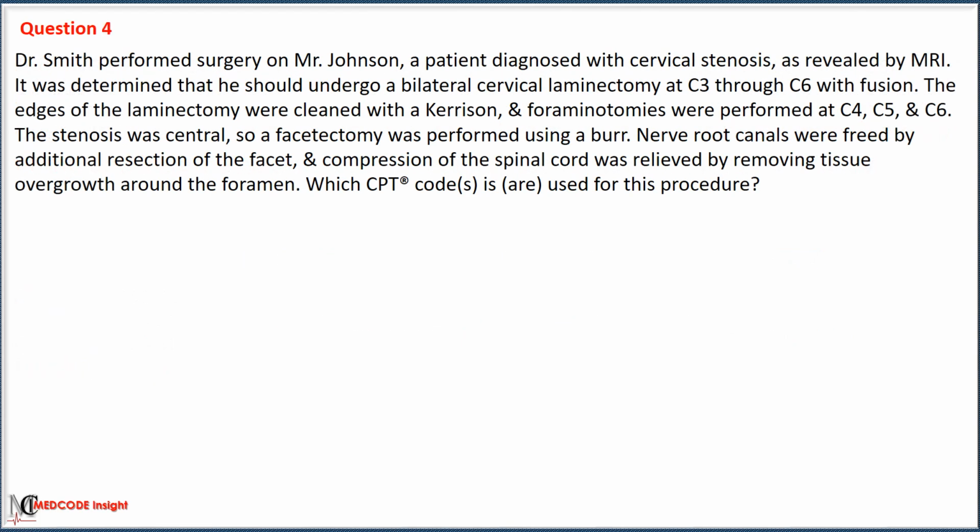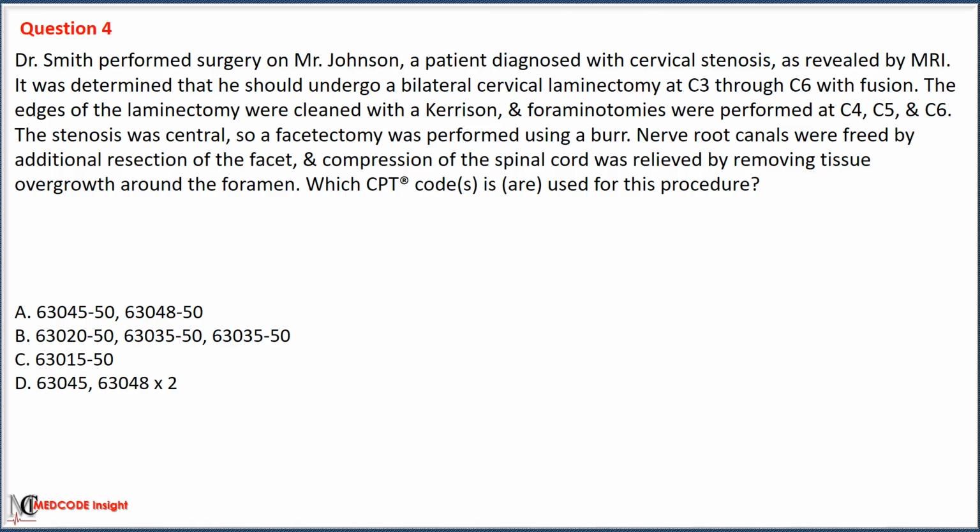Dr. Smith performed surgery on Mr. Johnson, a patient diagnosed with cervical stenosis as revealed by MRI. It was determined that he should undergo a bilateral cervical laminectomy at C3 through C6 with fusion. The edges of the laminectomy were cleaned with a curette and paravertebral fusion was performed at C4, C5, and C6. The stenosis was central, so facetectomy was performed using a burr. Nerve root canals were freed by additional resection of the facet, and compression of the spinal cord was relieved by removing tissue overgrowth around the foramen. Which CPT codes are reported for this procedure?